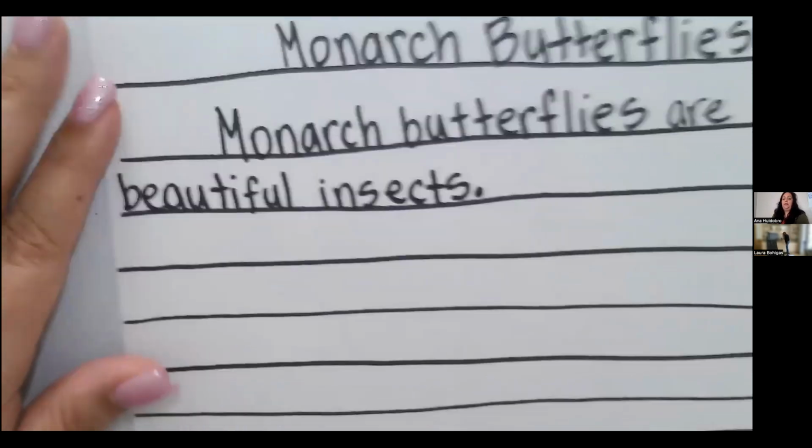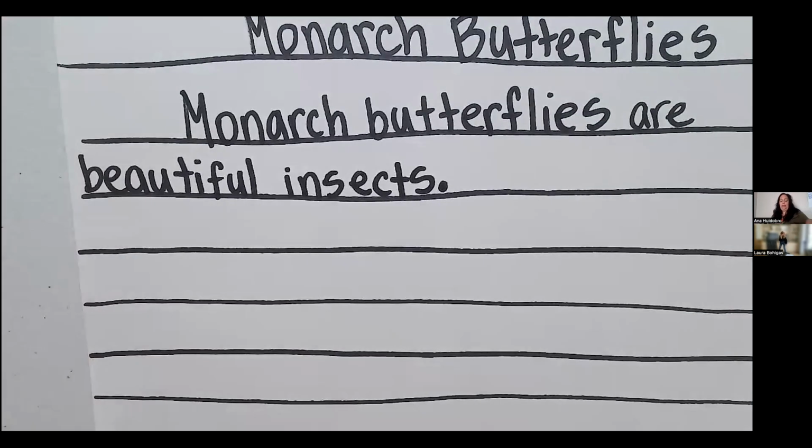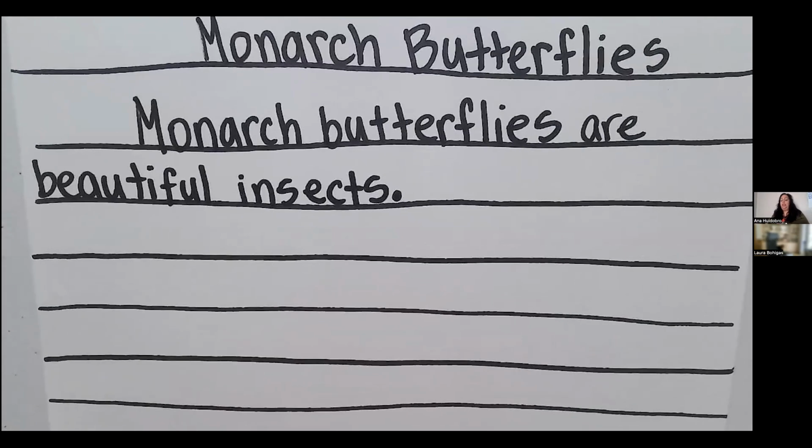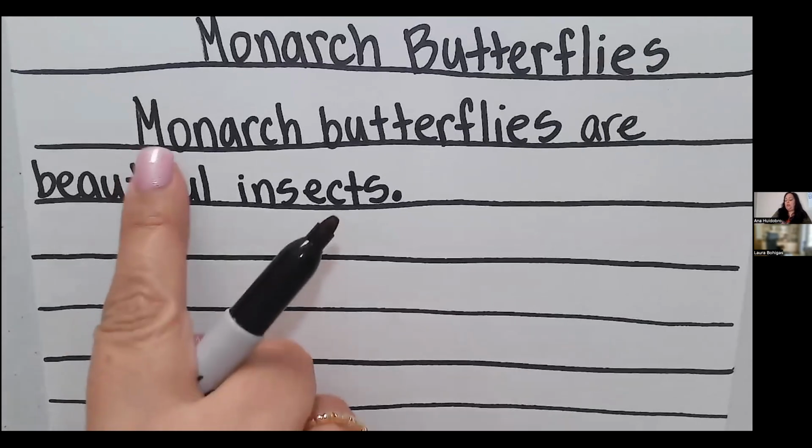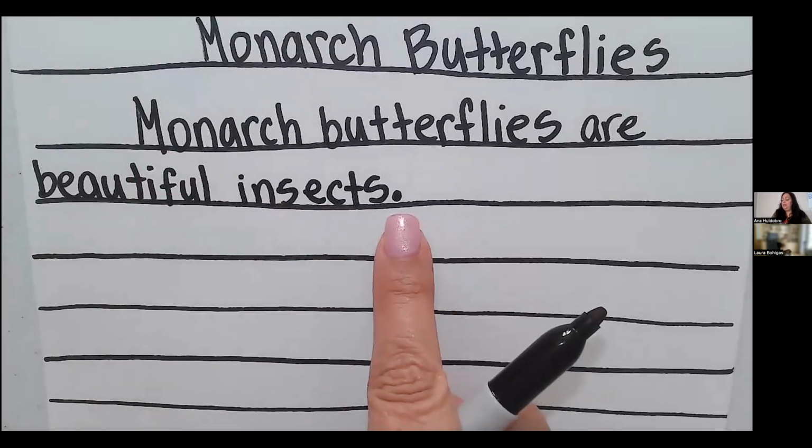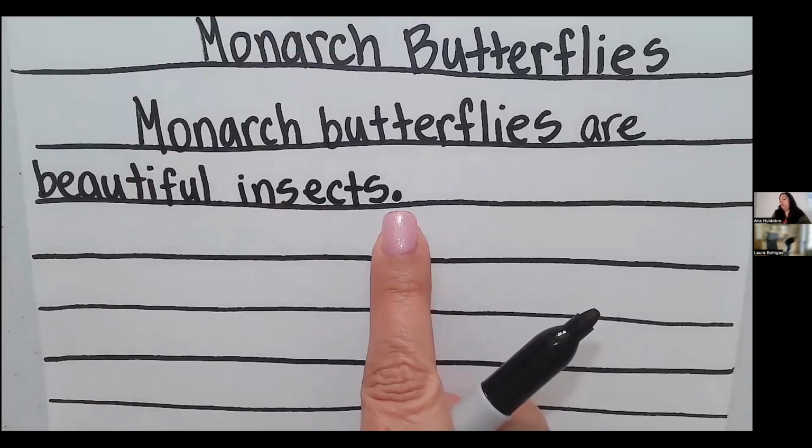They are beautiful insects. They really are. So that's my topic sentence. You should have written yours already, and it should start with a capital and end with either a period, a question mark, or an exclamation mark, okay? It should end with one of those, okay?